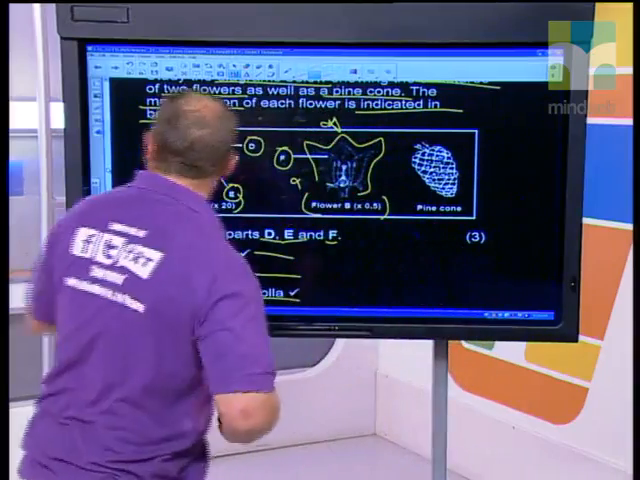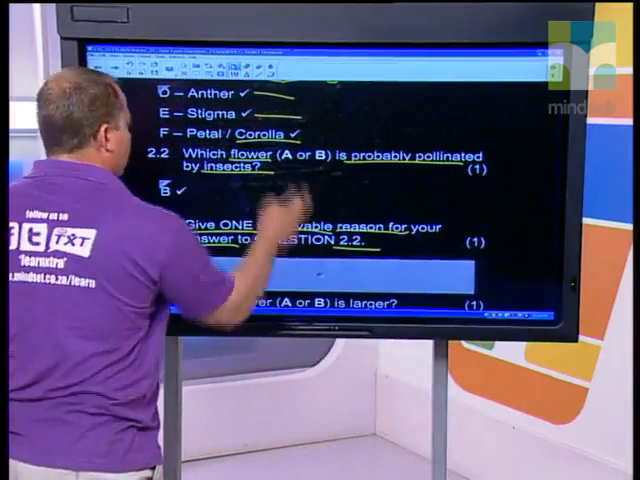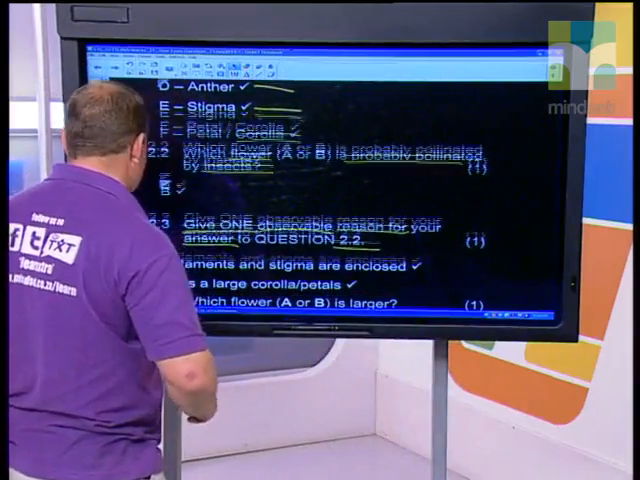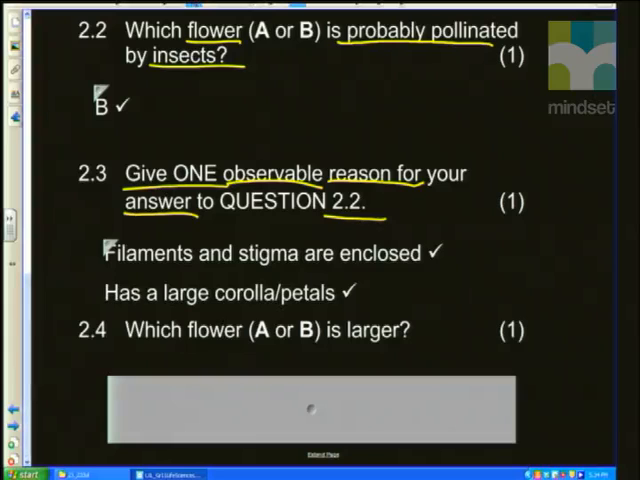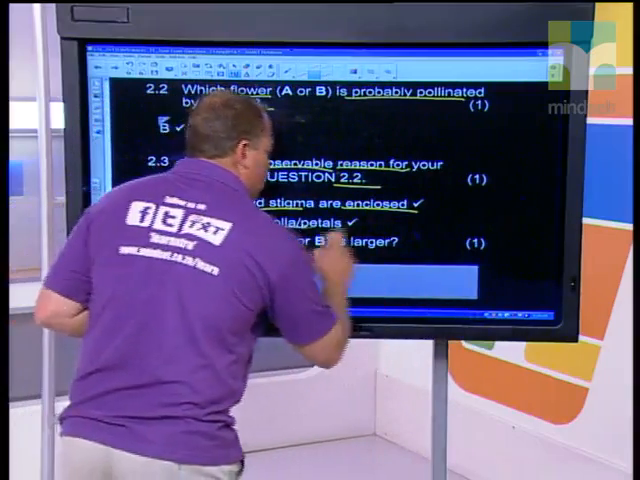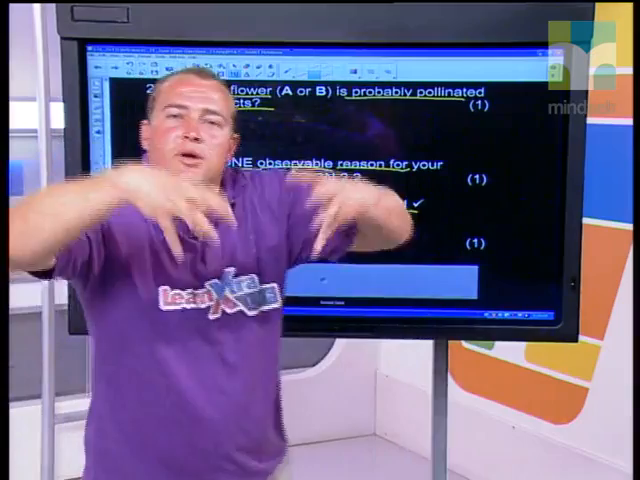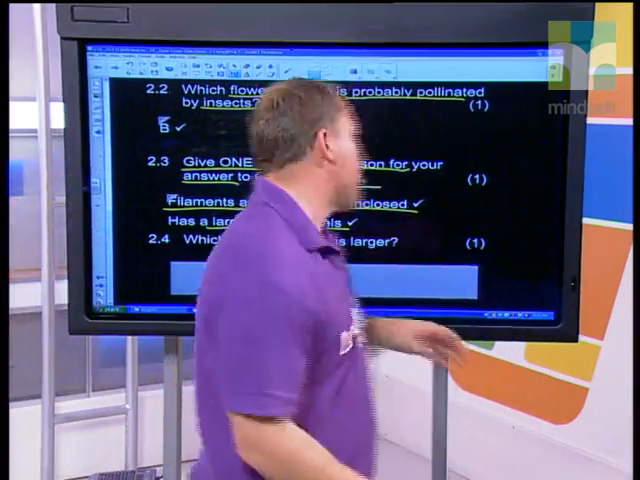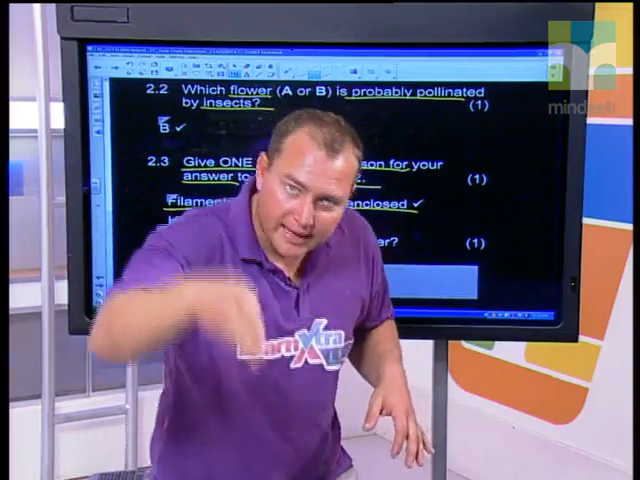And I explained it to you. It's nice and easy, right? First of all, the filament and the stigma are enclosed, in other words, covered. They're enclosed and it has a large corolla or petals. Petals to attract everything. Nice and easy. You see, just simple things. Now remember, you don't have to put this word for word, but it's got to be the same meaning. Not roundabout the same meaning, the same meaning.